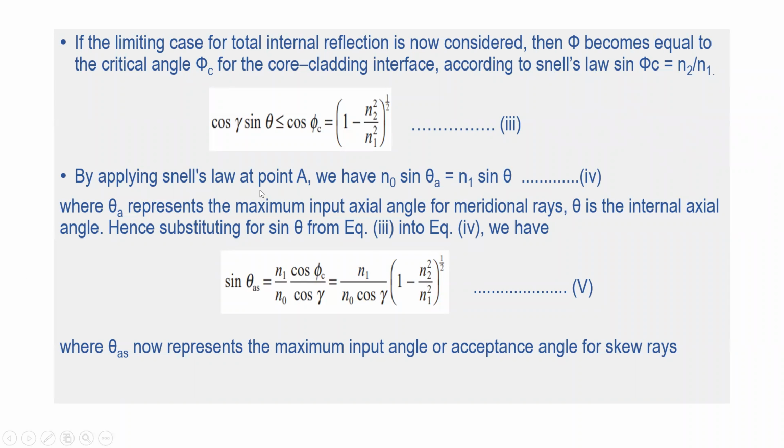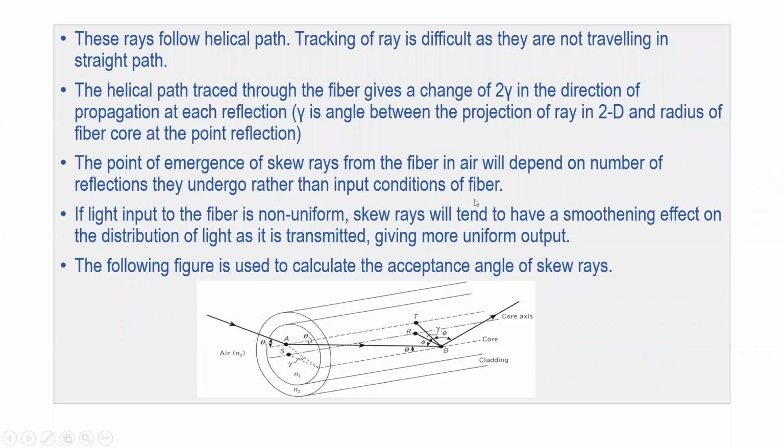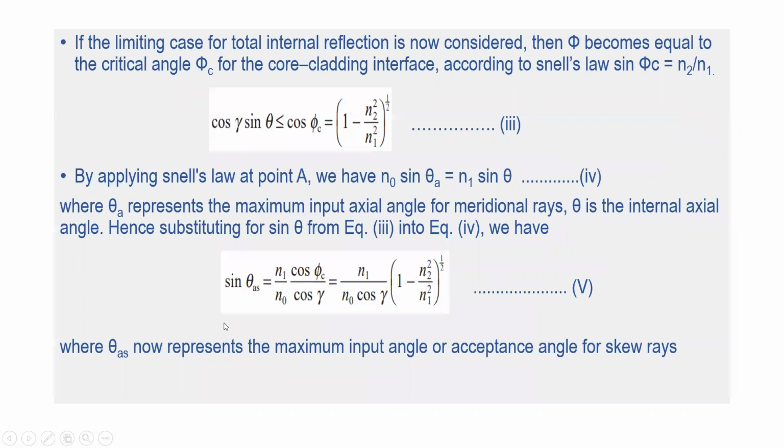By applying Snell's law at point A, we have n0 sin theta is equal to n1 sin theta 1. Here you can observe your point A, where you have theta and phi. So here you will be applying this. Here theta A S is the acceptance angle of your skew rays, but generally, if you are talking about meridional rays, theta A is represented as the maximum input angle for meridional rays. Theta is the internal axial angle.